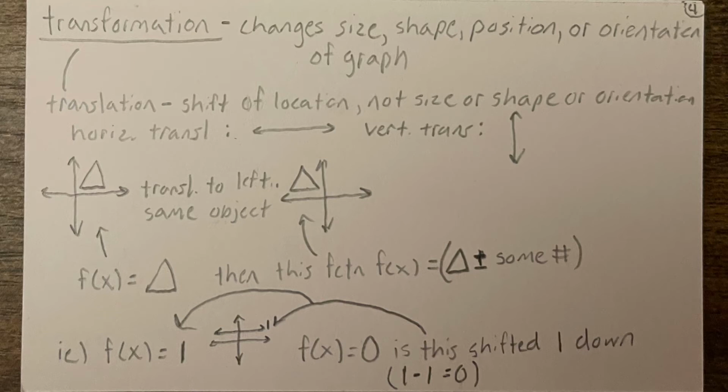A translation is a shift of position. It changes location, but not size, shape, or orientation. Only a slide, nothing more, nothing less. Horizontal translation is left or right. Vertical translation is up or down. A translation can be a combination of a horizontal shift and a vertical shift.